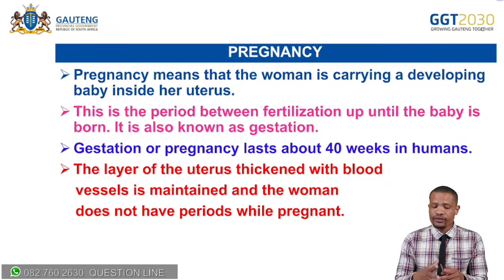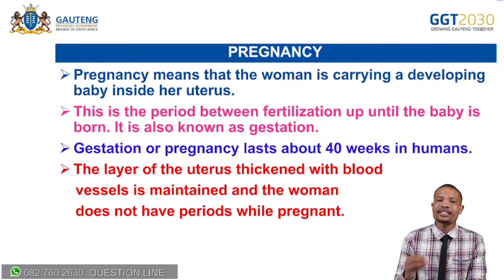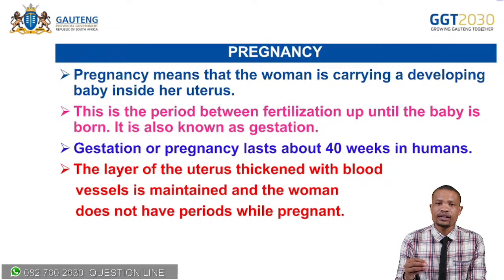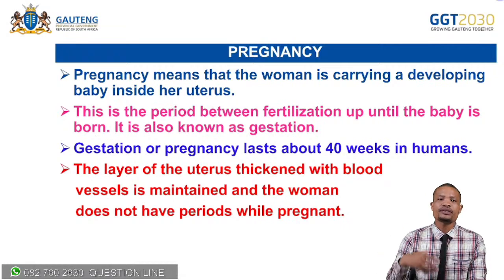So the layer of the uterus thickened with blood vessels that we talked about earlier is maintained, and the woman does not have a menstruation period while pregnant, right? So pregnant women are exempt from having a period or menstruation. They don't bleed, they don't undergo menstruation. Why? Because the layer of the uterus will remain thick for the duration of the entire pregnancy. Why? Because it is providing shelter for the baby to grow. Okay.